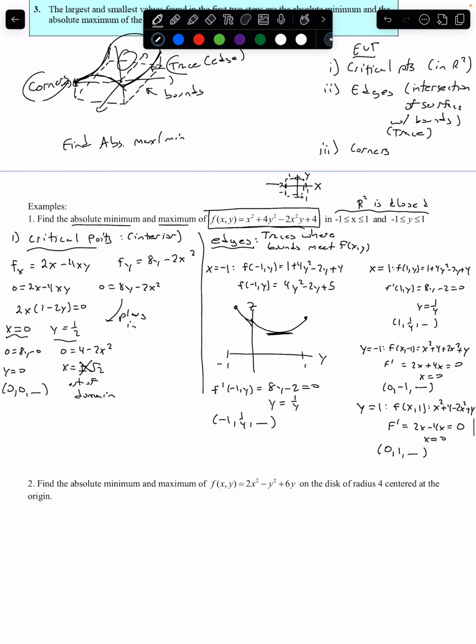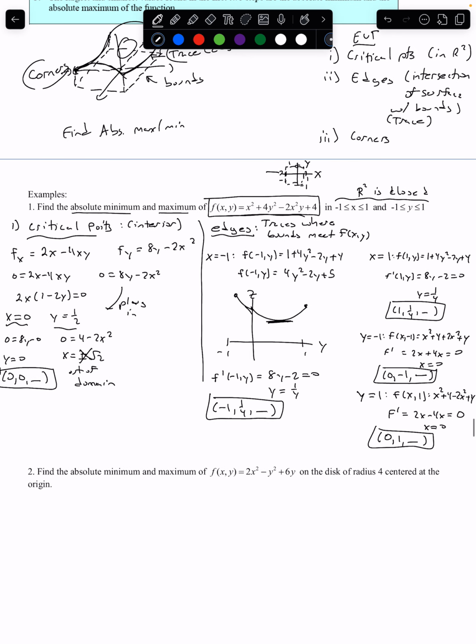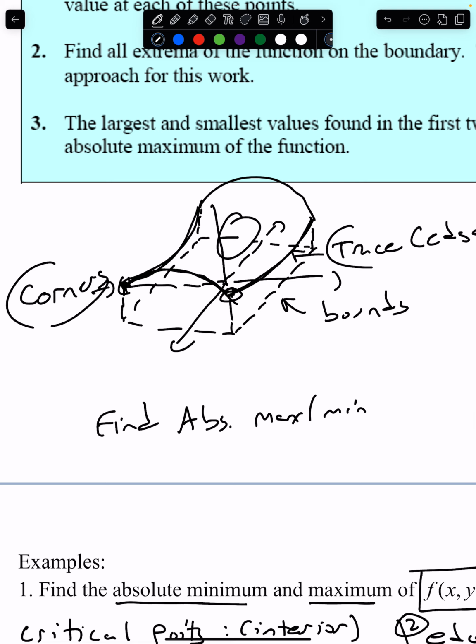So far, let's see how many possibilities we have: 1, 2, 3, 4, and 5. But now we've got the hard part. We got the critical points, we checked the edges, now we have to check the corners. And this is the hard part, because the corners aren't included in our derivatives, because the slope doesn't exist there. That's like our endpoints from last year. We can't find the derivative at a corner or at an edge, so we have to check them manually.